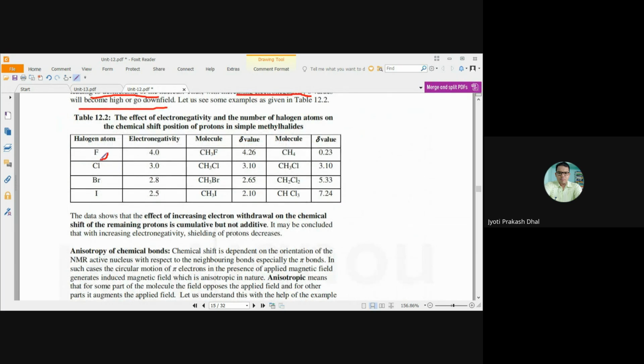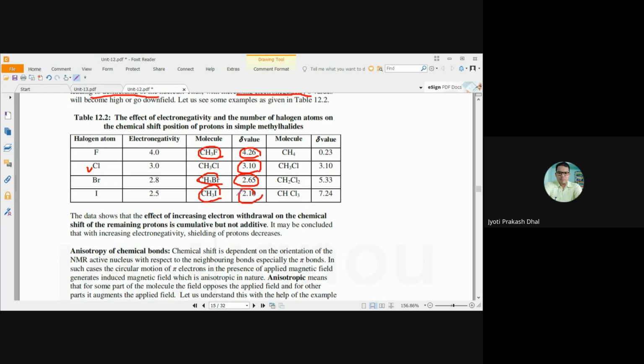For example, in the case of methane, the delta value is 0.23. But when one of the hydrogen atoms is replaced by a fluorine atom to form CH3F, in that case the delta value of the proton will become 4.26. Similarly, for chlorine, CH3Cl, here the delta value will be 3.10. For CH3Br, the delta value will be 2.65. For CH3I, the delta value or chemical shift value will be 2.10.